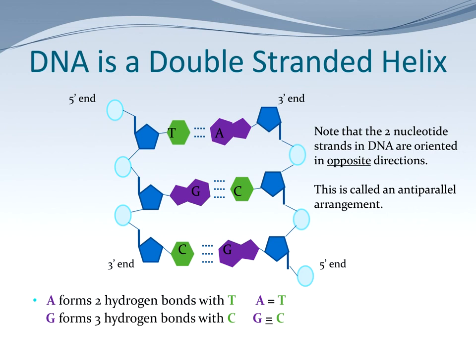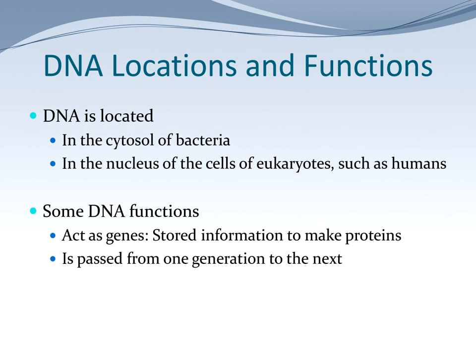Notice the orientation of the 2 strands relative to each other, that their 5' and 3' ends are in opposite directions. This is sometimes called an anti-parallel arrangement. In prokaryotic cells, like bacteria, the DNA is in the cytosol and is not housed in a membrane. In eukaryotic cells, such as human ones, much of the DNA in the cell is housed in a structure called the nucleus.